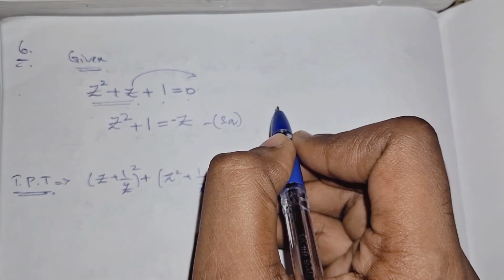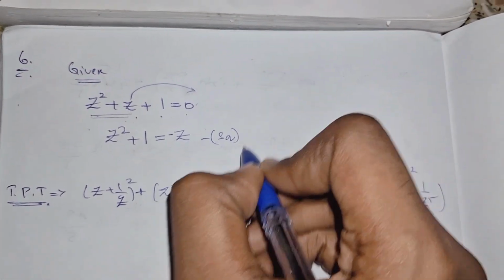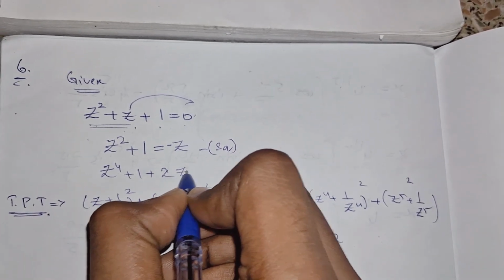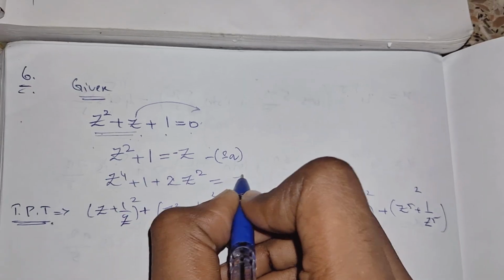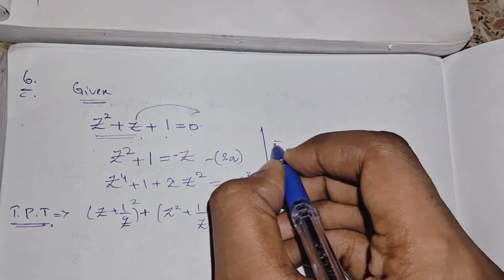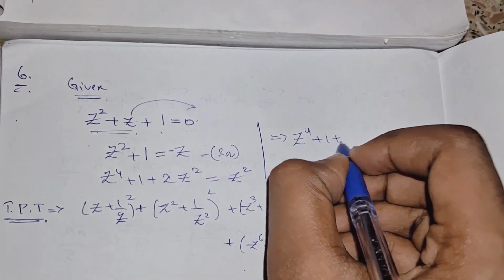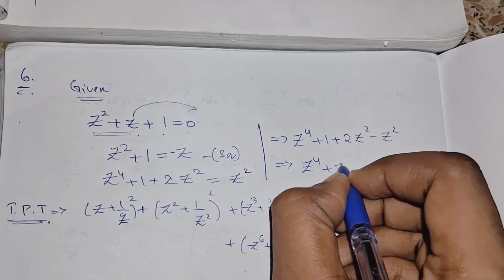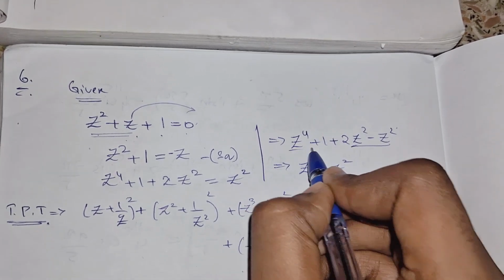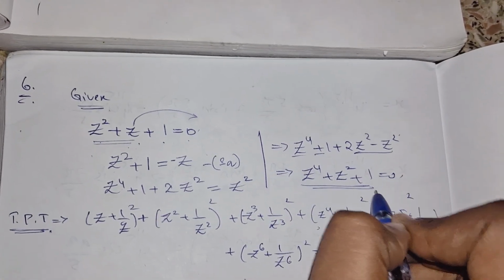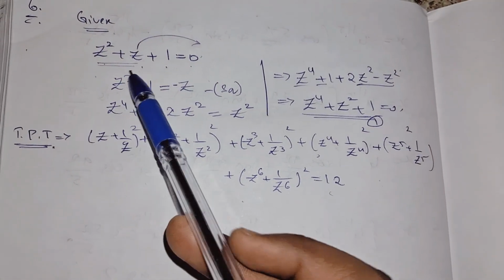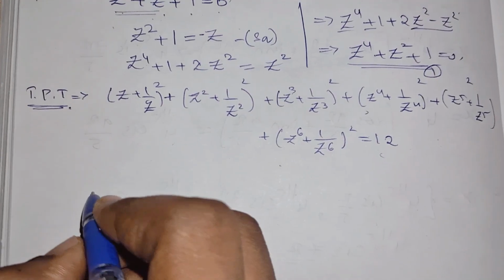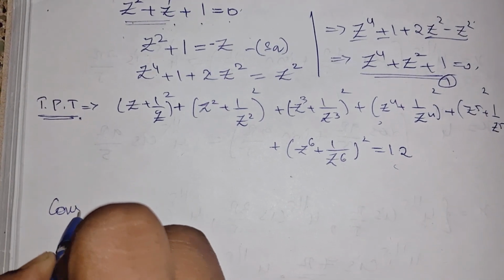Now square. If you square, you will get z to the power 4 plus 1 plus 2z square equal to z square, which will be z to the power 4 plus 1 plus 2z square minus z square equal to z to the power 4 plus z square plus 1. So from the given condition, we have obtained this condition, which we can use to solve the problem. Consider LHS.